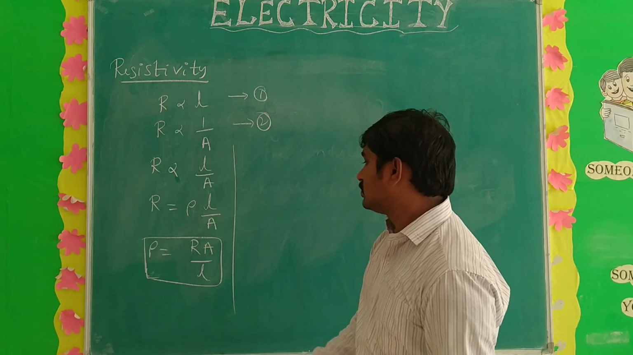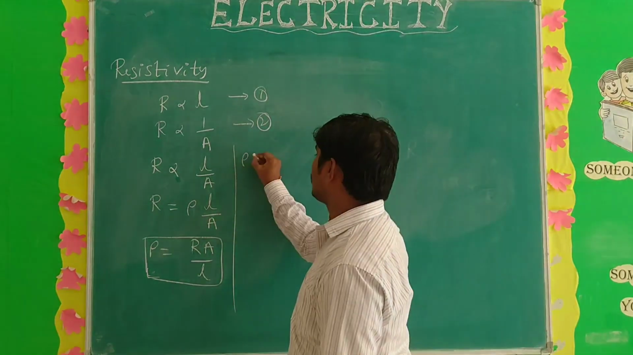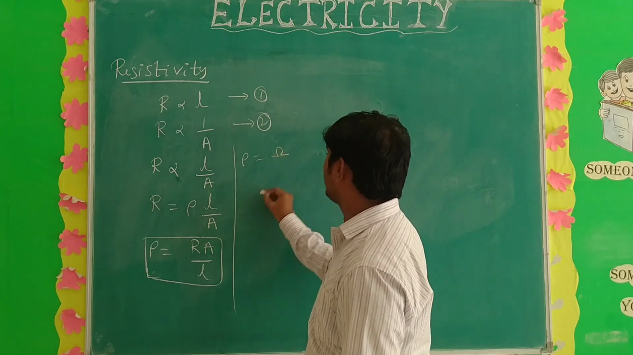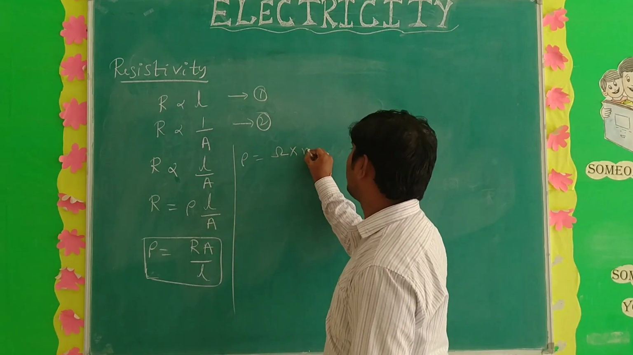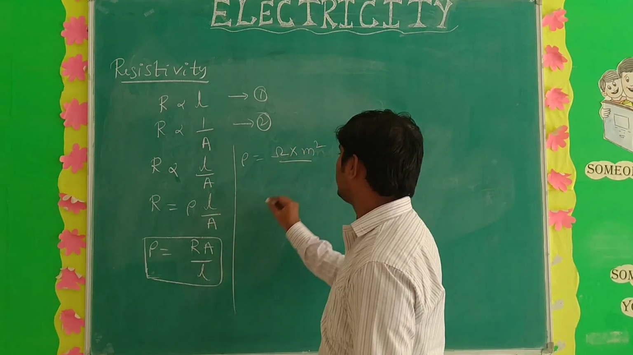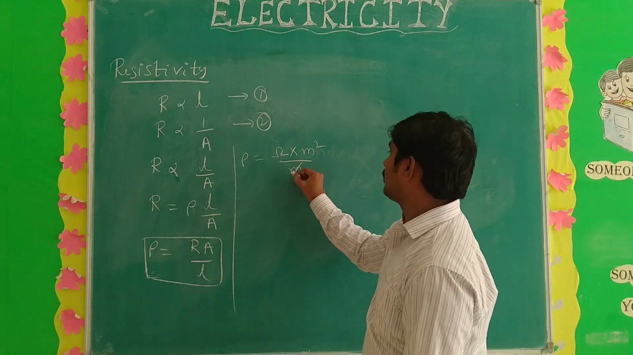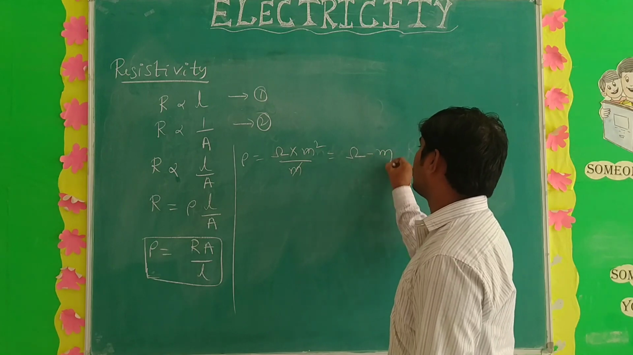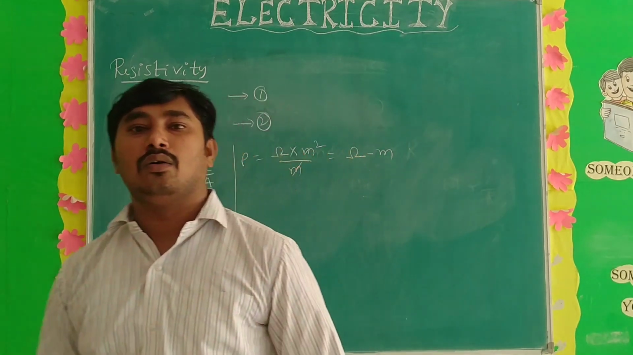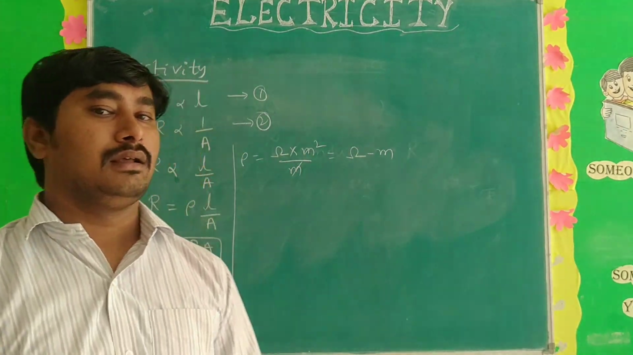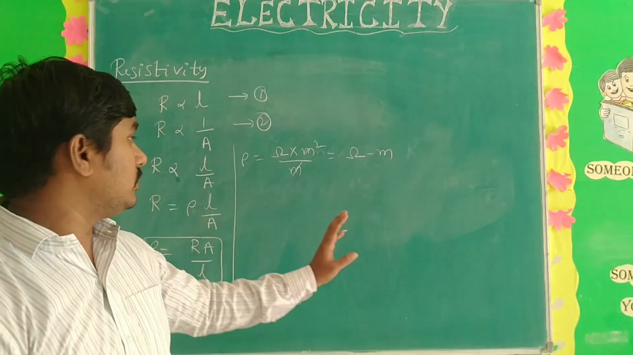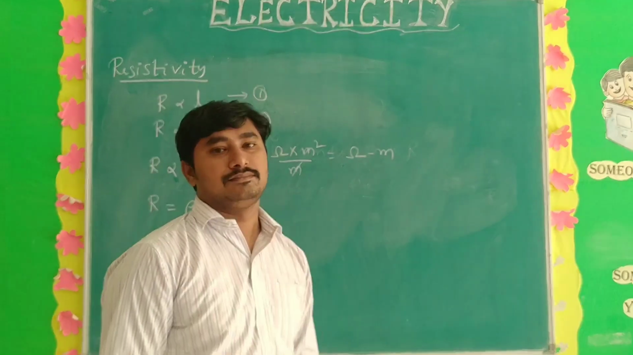What are the units of resistivity? Rho is equal to RA by L. The unit of R is ohm, the unit of area is meter square, and the unit of length is meter. One meter cancels, and finally we get ohm meter. So the units of resistivity are ohm meter, but the units of resistance are only ohms.